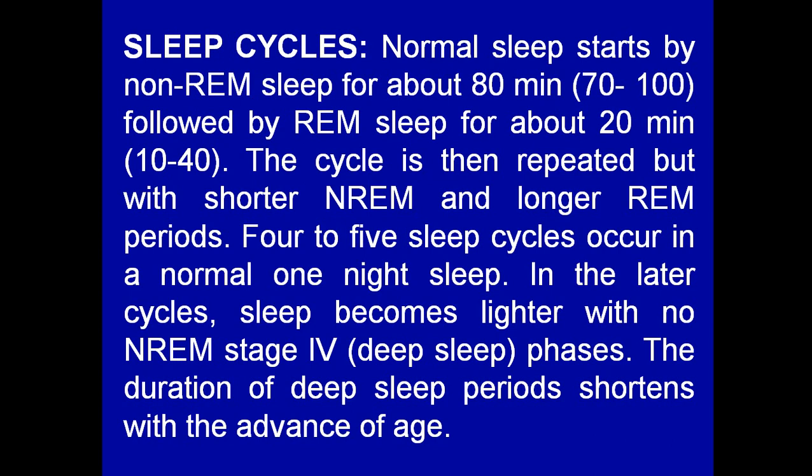The second cycle repeats, also non-REM followed by REM, but the NREM starts to be shorter and the REM starts to be longer until, in the later cycles, sleep becomes lighter. In the last cycle, all of it is rapid eye movement. The duration of deep sleep periods shortens also with advancement of age.